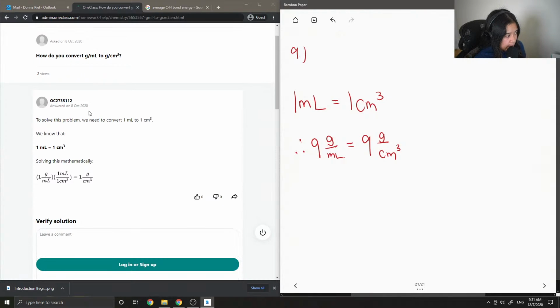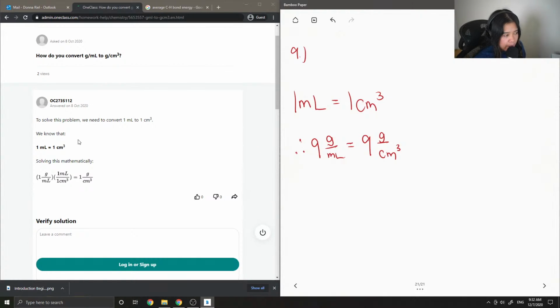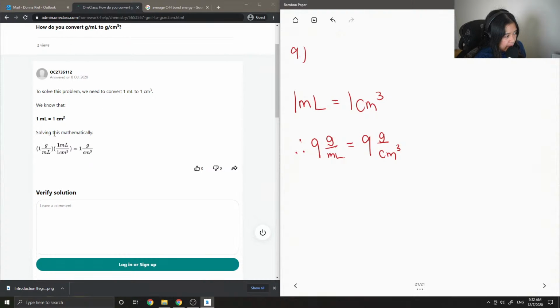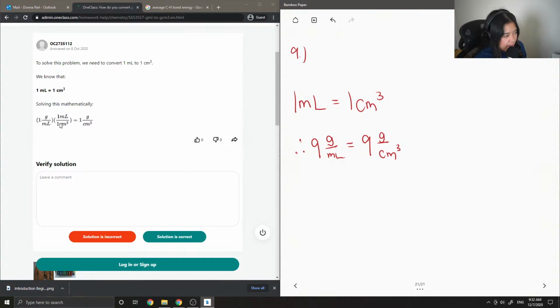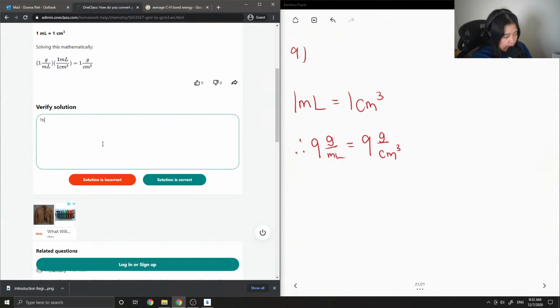So the junior tutor said, to solve this problem, we need to convert 1 mL to 1 centimeter cubed. We know that 1 mL is equal to 1 centimeter cubed. So solving this mathematically, and then they just showed how the units canceled out. So this solution is correct.